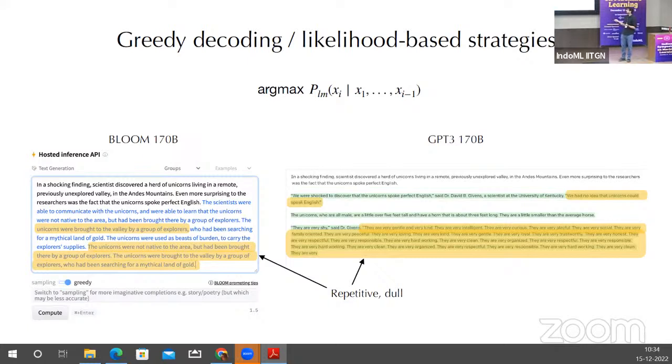If you take Bloom, which is 170-ish billion parameters, or GPT-3, and you generate text from this unicorn prompt using greedy decoding, you see repetition, this highlighted text. You can't read this, but just believe me, it's repeating itself. And the text that's not repeated is actually very dull. It's kind of generic text that's not very specific to this context. So greedy decoding is not really used by most people when they are generating text from their models.